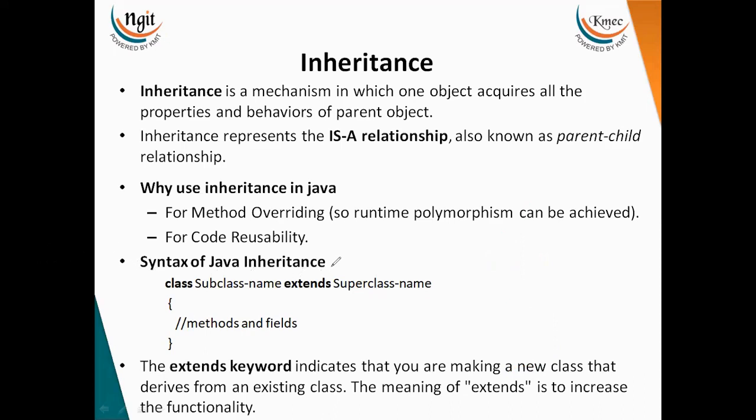Now, what is the syntax to achieve this inheritance? Very simple, beta. Take your own subclass that extends the superclass. Superclass means the existing class. The newly created class is called a subclass. So to acquire the properties from the superclass into the subclass, we use the extends keyword. This is all about the syntax of inheritance. Here, extends is used to increase the functionality of the existing methods or functions.